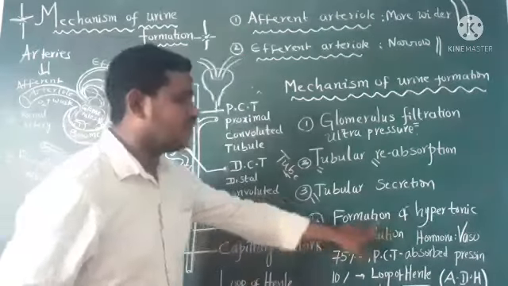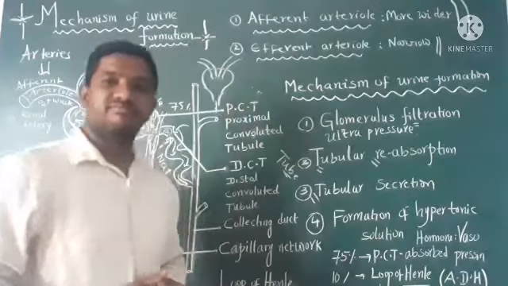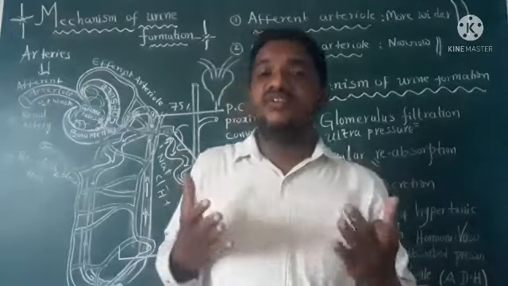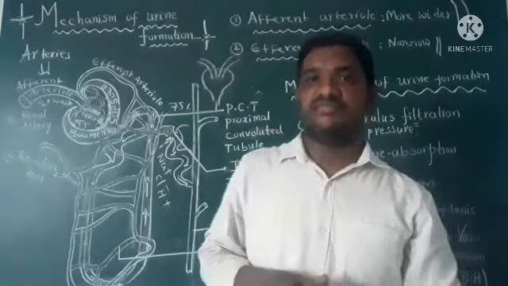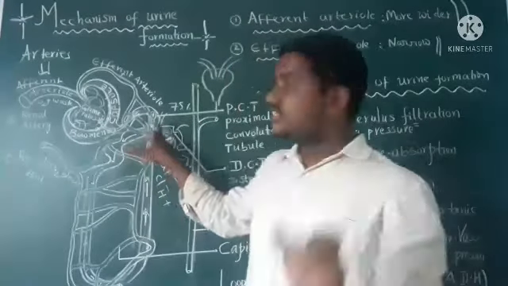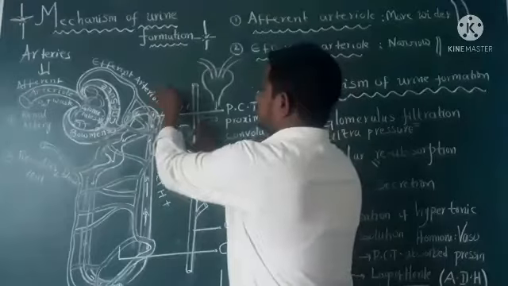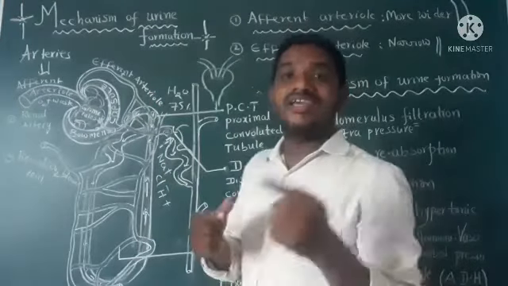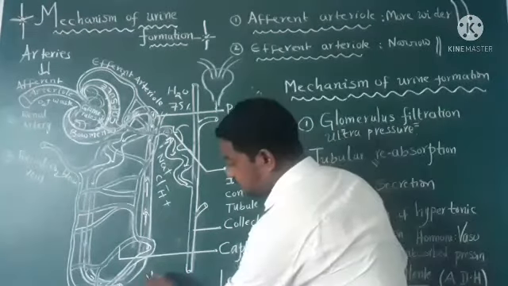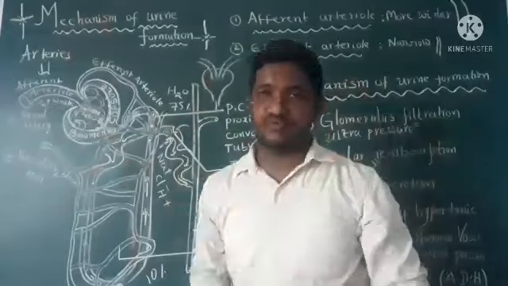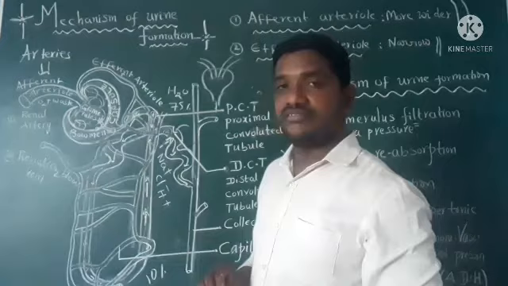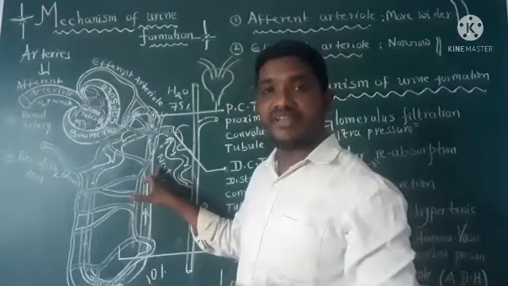Okay, coming to the fourth one, formation of hypertonic solution. Fourth step. How is concentrated urine formed? How is it possible? See here, listen carefully. At the site of PCT, 75% of water is reabsorbed. At the site of loop of Henle, 10% of filtrate passes out of the tube. Then the remaining materials become concentrated.